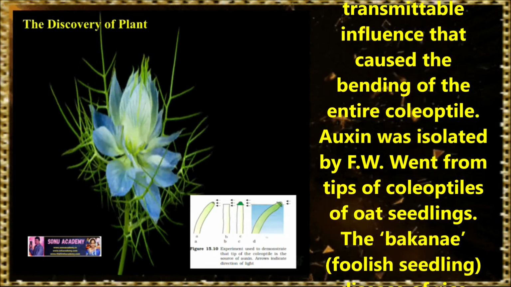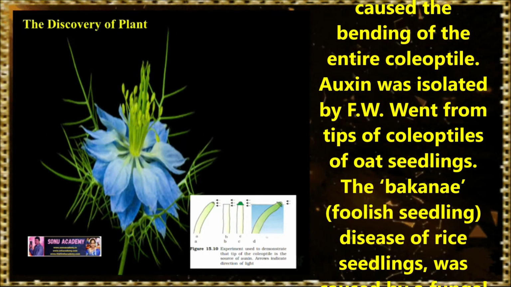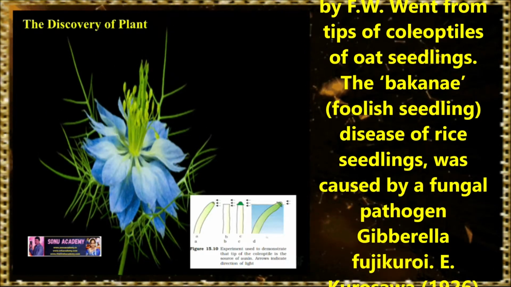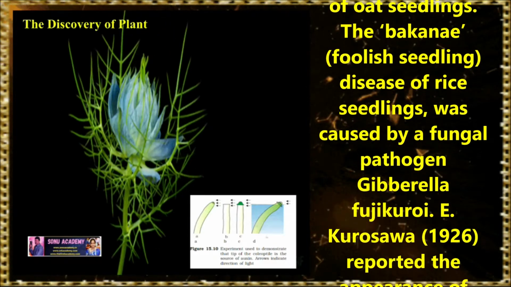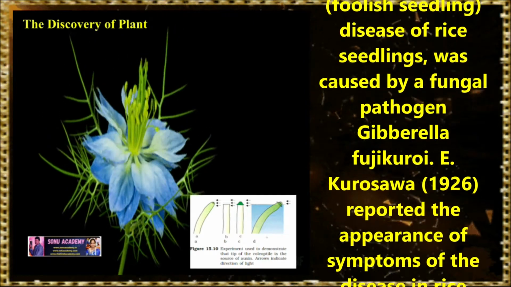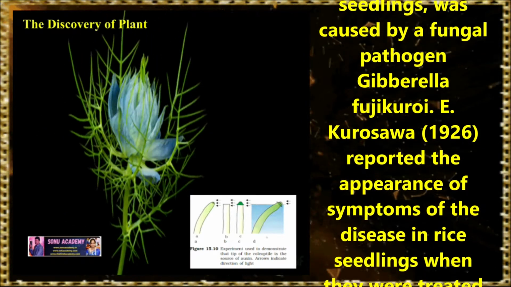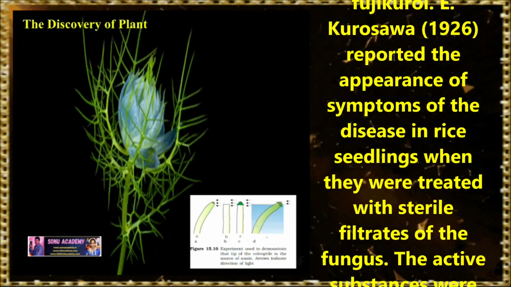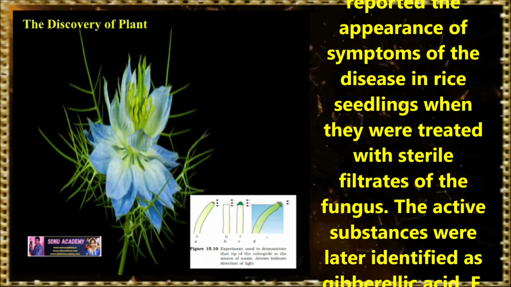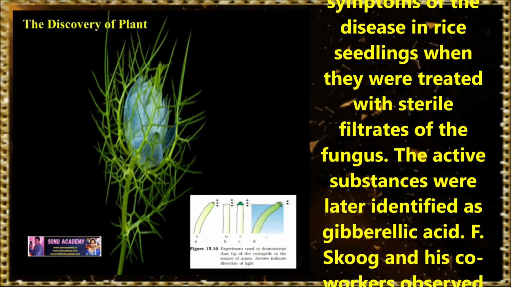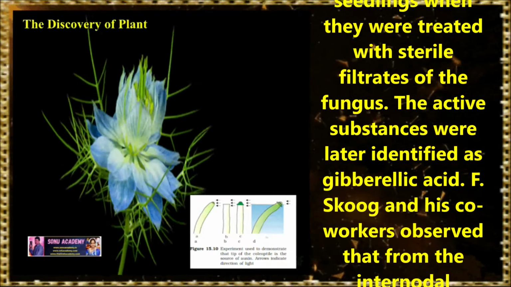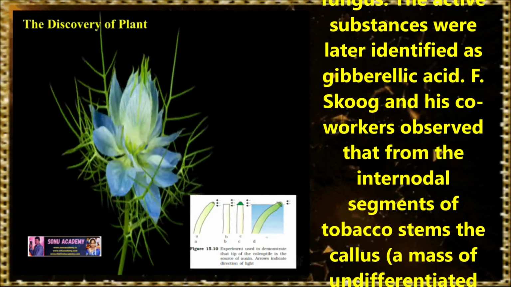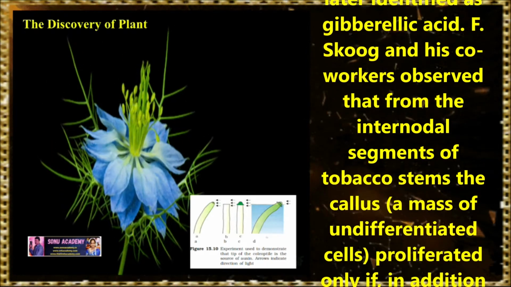Auxin was isolated by F.W. Went from the tips of coleoptiles of oat seedlings. The bakanae, meaning foolish seedling, disease of rice seedlings was caused by a fungal pathogen, Gibberella fujikuroi. E. Kurosawa in 1926 reported the appearance of symptoms of this disease in rice seedlings when they were treated with sterile filtrates of the fungus. The active substance was later identified as gibberellic acid.